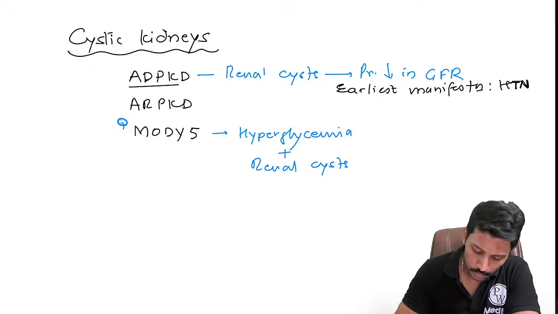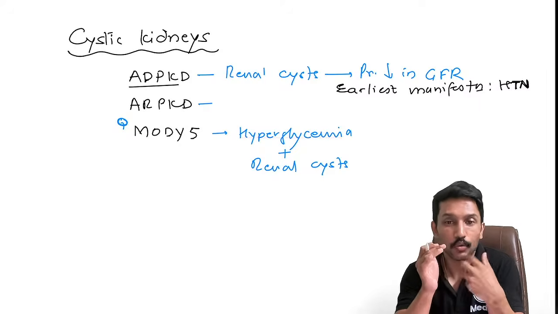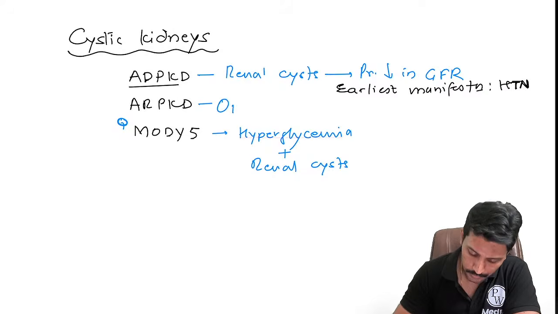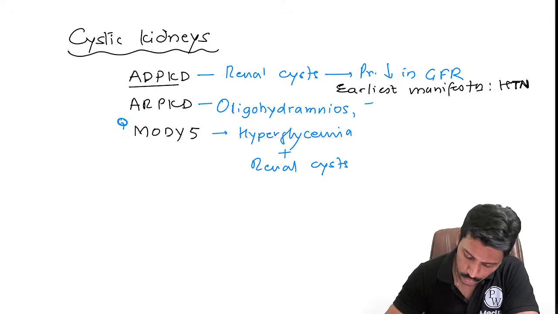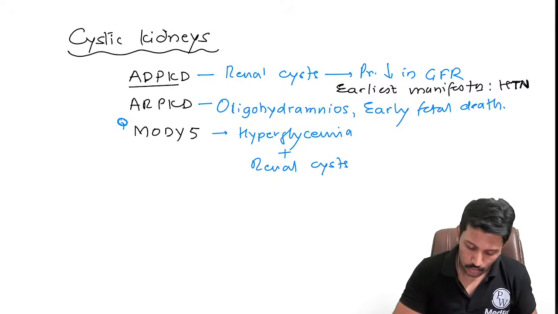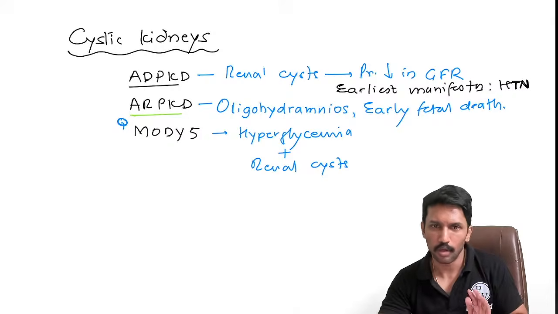Now, autosomal recessive polycystic kidney disease, most of the affected individuals fail to survive the fetal period itself. They generally develop oligohydramnios because the kidneys are dysfunctional, and there is usually early fetal death. So this question is unlikely to be about autosomal recessive polycystic kidney disease. Either we are talking about ADPKD or MODY 5.